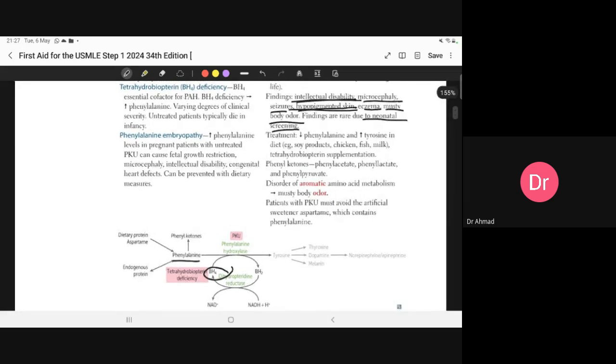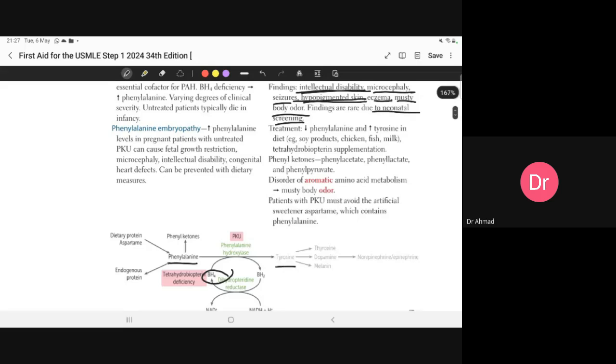And what will you do? You will give tyrosine, because now tyrosine becomes essential since you do not have a functional enzyme. So you supplement with tyrosine, you give BH4, and you avoid the diet that has phenylalanine. And what kind of diet has phenylalanine? It's your artificial sweeteners, aspartame and all of this, you avoid that.